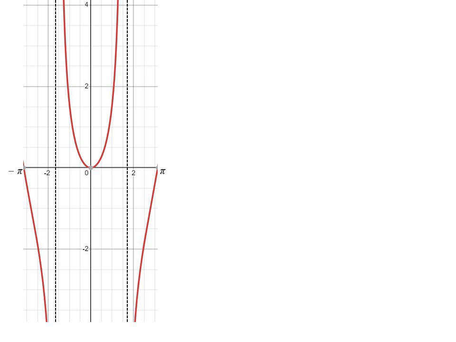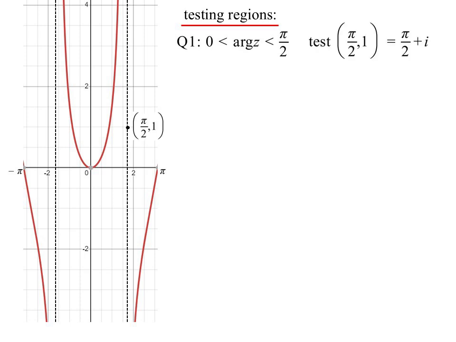Now I've got to test all the regions, but there's actually a few regions I need to check. Quadrant 1. Let's see what's happening over in quadrant 1. That would be where the argument is between 0 and pi on 2. I want to pick a point that's in that region that I can test. And I need to pick a point that I definitely know is in that region. I'm going to pick the point pi on 2, 1. And you might be saying, hang on, that's on the asymptote.